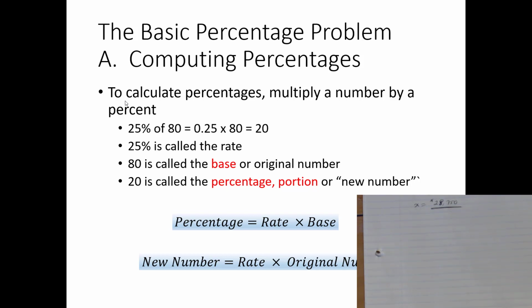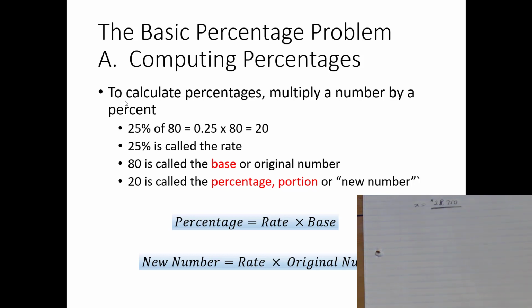Some textbooks call that 20 a percentage. I think just calling it the generic new number is easier. I don't want to get too much into specific terminology that may be used by one group or another. 25% is called the rate. And we'll come to know that rate as growth rates, discount rates, interest rates.